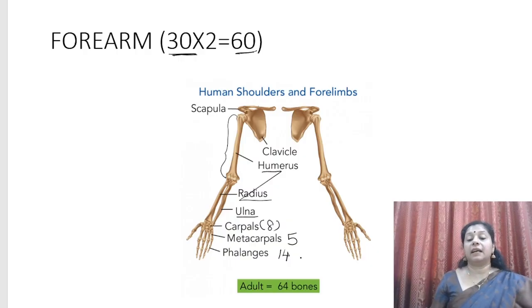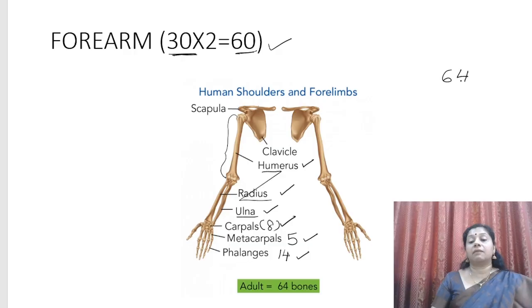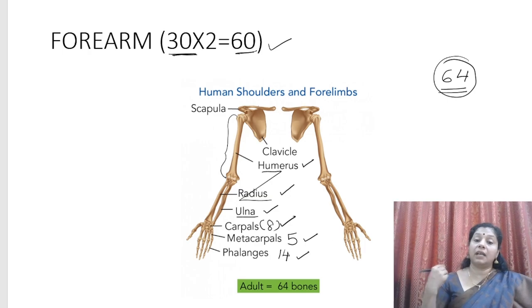So you can see that 14 phalanges plus 5 metacarpals 19, 8 carpals 27, 28, 29 and 30. So 30 bones in each arm we have. Total 60 bones are there. Already pectoral girdle had 4 bones. So total we have 64 bones in our arm, appendicular skeleton and the upper part.